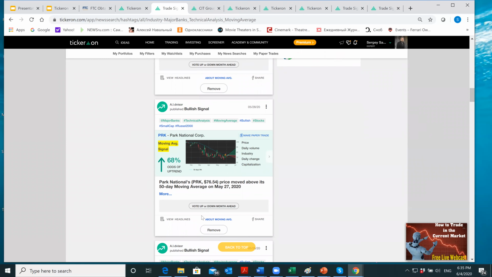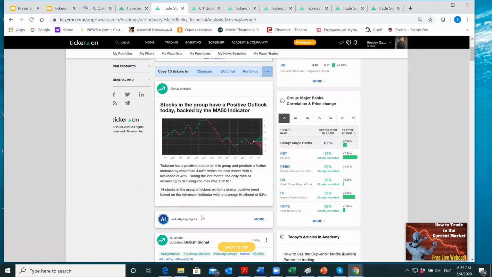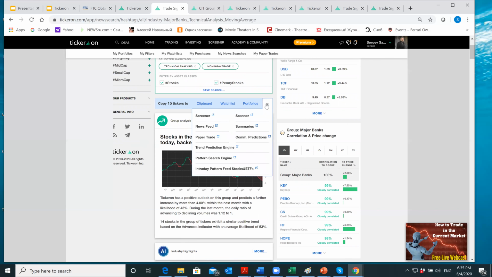These are the signals, local signals based on only one indicator. Now, here's the trick we provide. Always look for this blue field where you can move these 15 tickers to pretty much any of our modules. You can move it to the screener and analyze it there. You can put it to the scanner. And let's just do it.